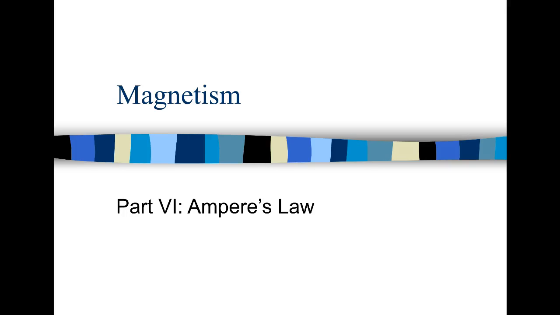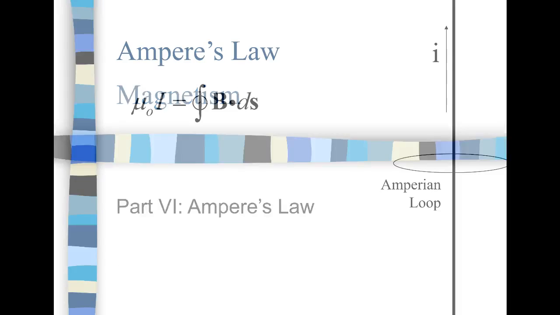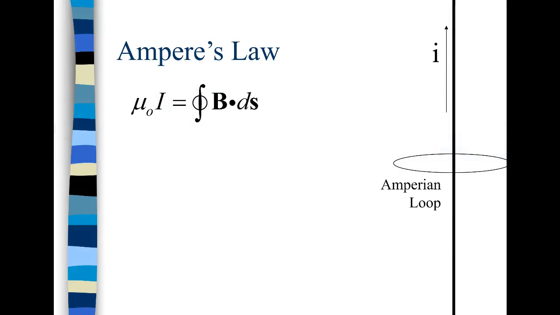Okay, welcome back everyone. In this video, we're going to be talking about the third of Maxwell's equations, which we also call Ampere's Law. Simply put, Ampere's Law is like Gauss's law, but it's for magnetic fields. We say that the line integral of the magnetic field dotted with ds, a line element, is equal to mu naught times I enclosed, the amount of current enclosed by what we call an Amperian loop.